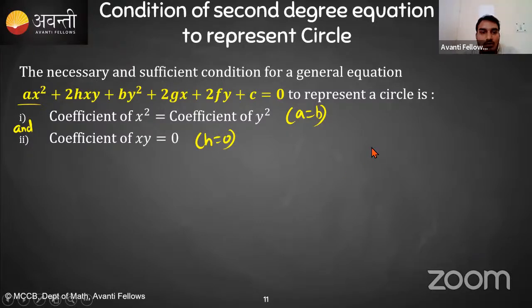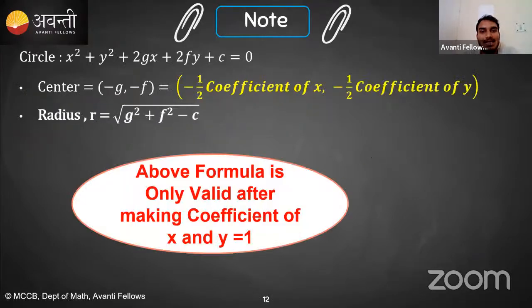Now the next thing we have already discussed is that this is a general equation of circle, x square plus y square plus 2gx plus 2fy plus c equal to 0. See, I have made the coefficient of x square and coefficient of y square 1.